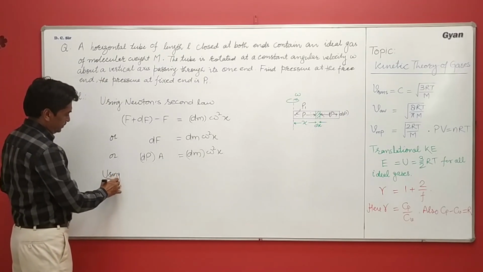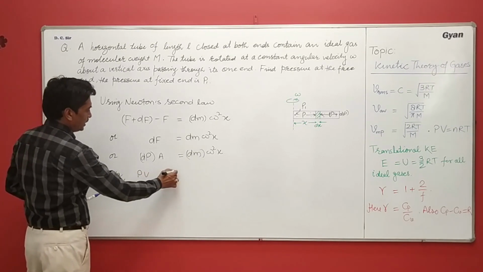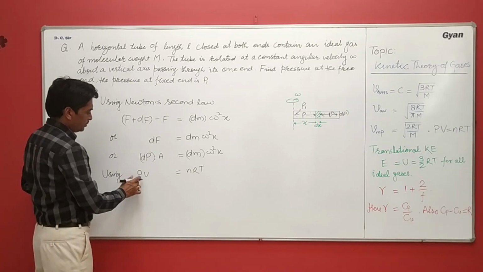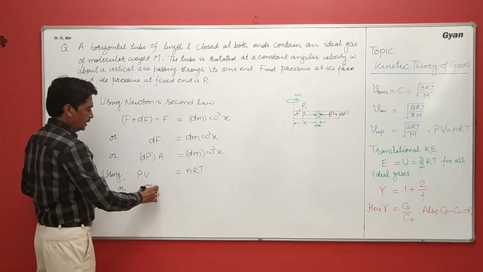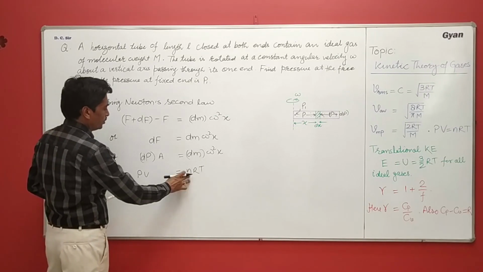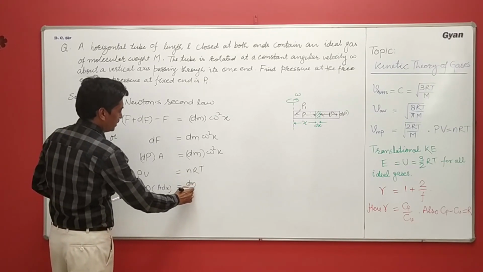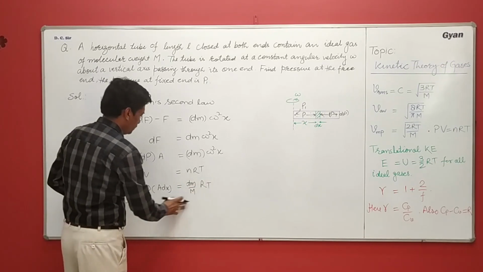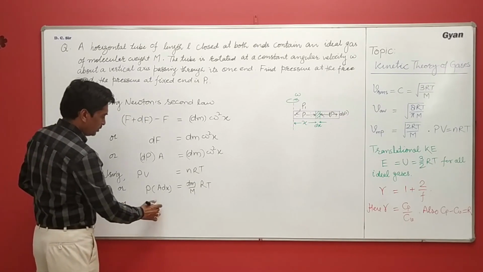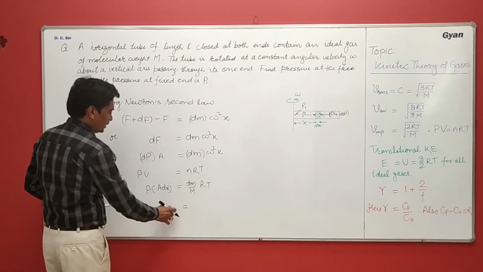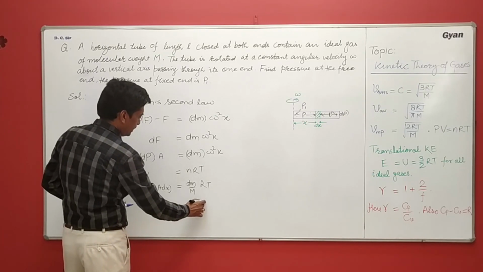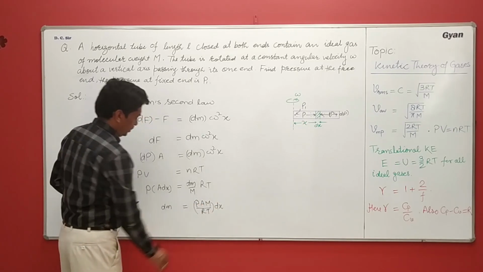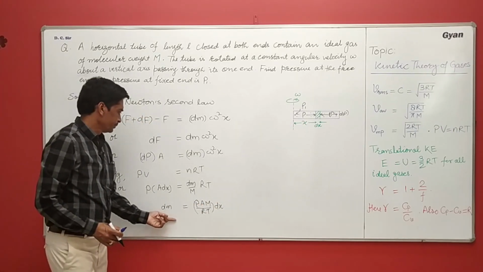Now we have to find the value of dm by using the relation PV is equal to nRT. Here we have P, the volume of the element is A dx, and this is equal to the number of moles, dm upon the molecular mass m, times RT. Or dm is equal to P A m upon RT into dx.